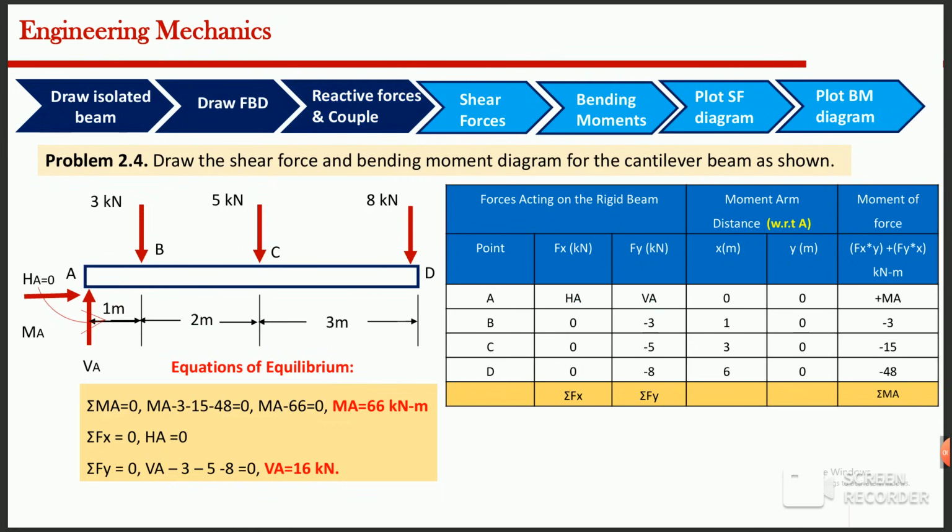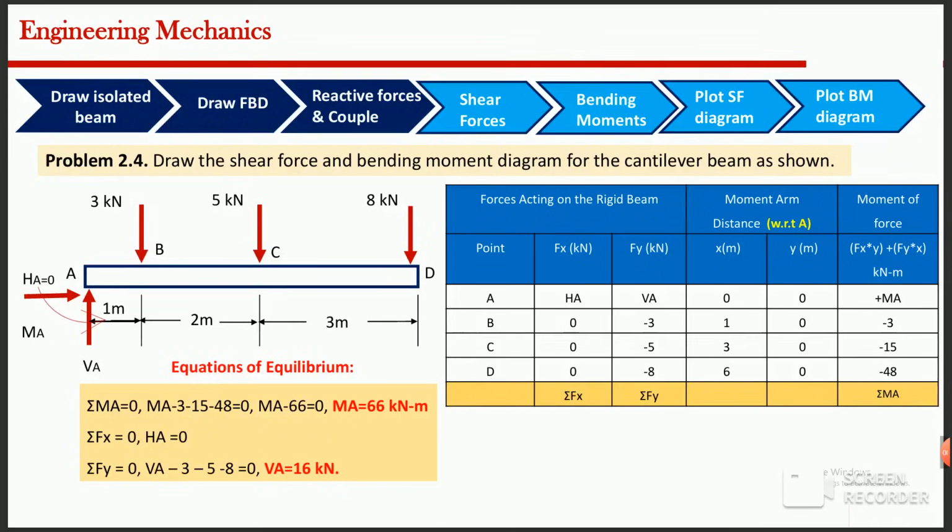Now let us calculate the reactions using the equations of equilibrium. First we apply the horizontal force equation. Since there are no horizontal external loads, the horizontal reaction HA is equal to 0. So here we have to calculate each point A, B, C and D. From sigma F of H, we get HA is 0.